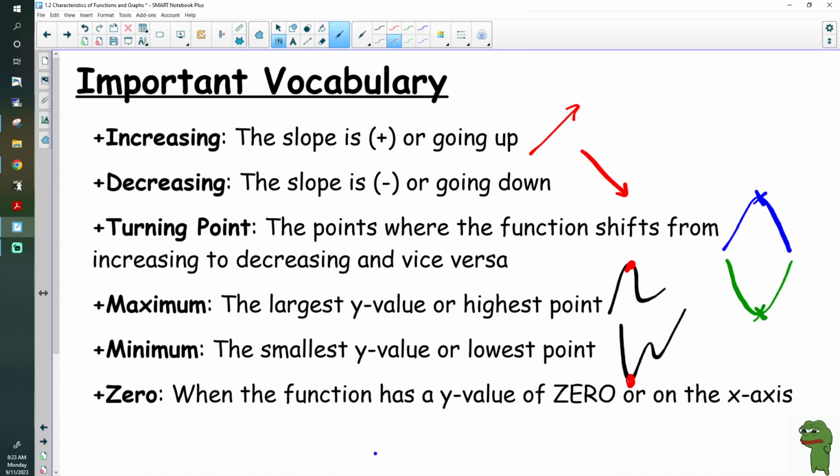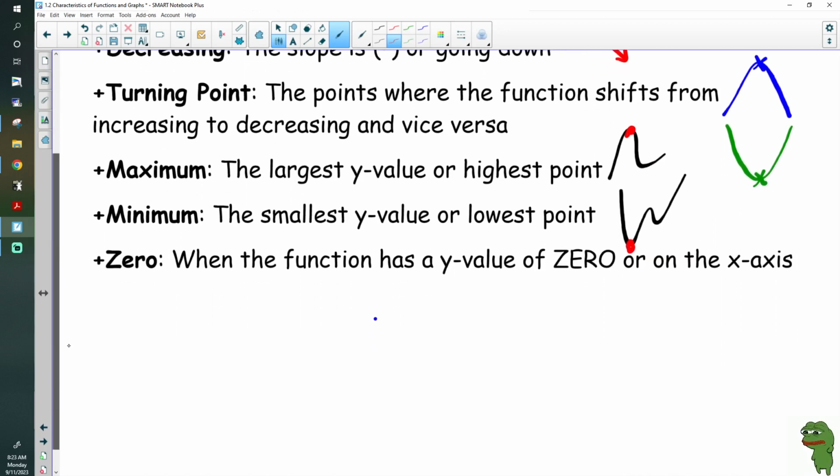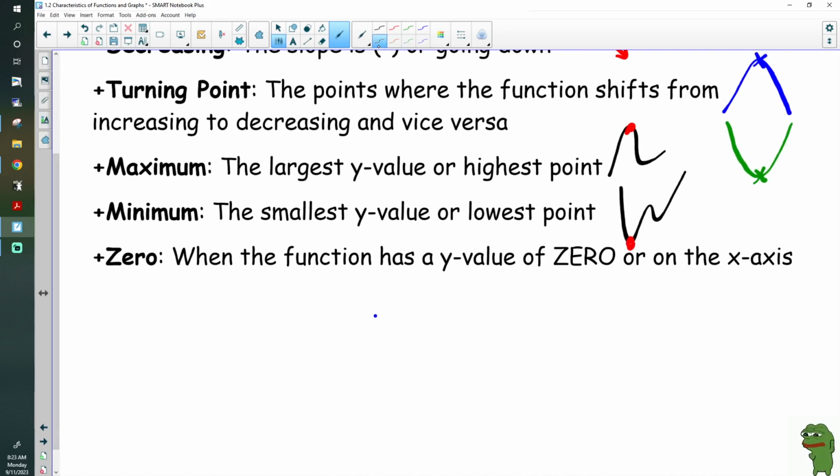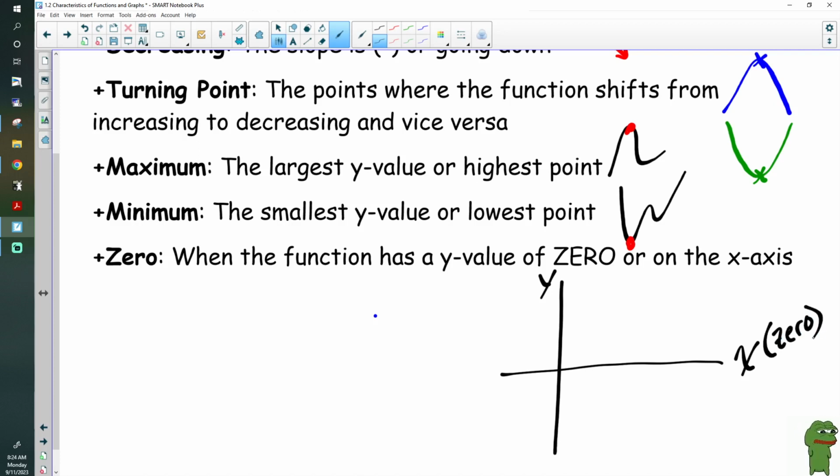Last but not least is a zero. This is when your function or graph is equal to 0. So every function is on the coordinate plane with an x-axis and a y-axis. Depending on what your graph looks like, it can have no zeros, it could have 1 zero, it could have 20 zeros. A zero is whenever your graph crosses that x-axis.